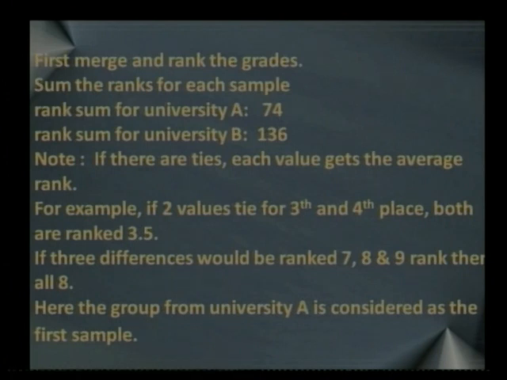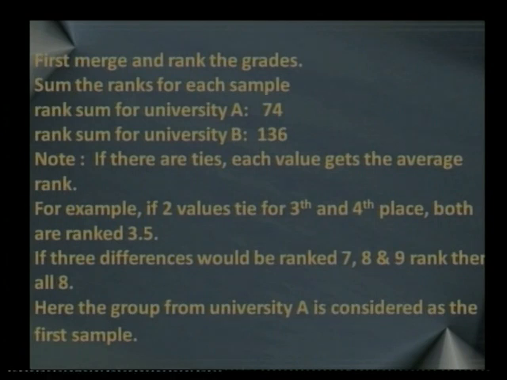If there is a tie, each value gets the average rank, which you already know. Let us repeat again. For example, if 2 values are tied for the third and fourth place, then both are ranked as 3.5. If 3 values are tied for ranks 7, 8 and 9, then all of them will be ranked 8. So this is the same thing which I have told earlier.